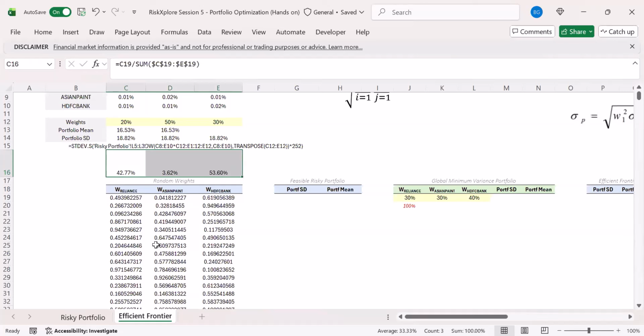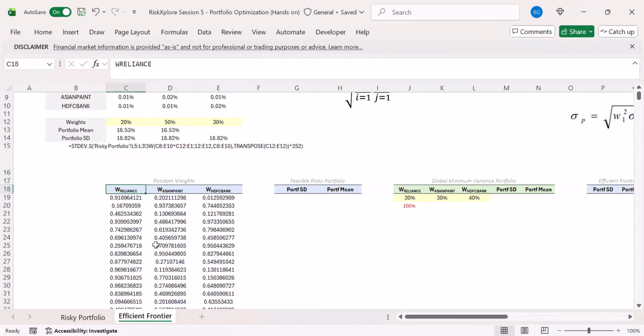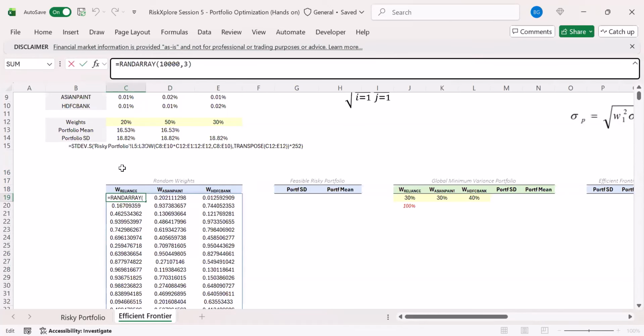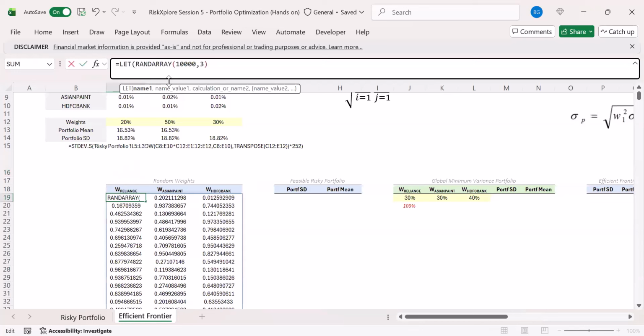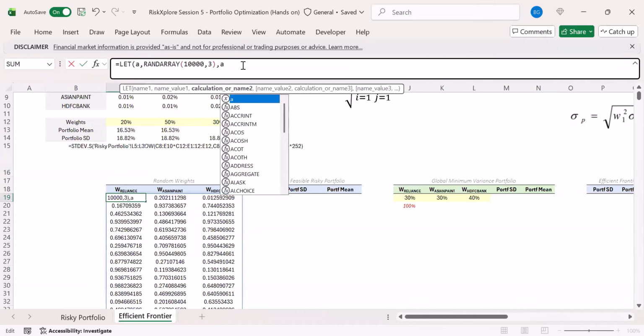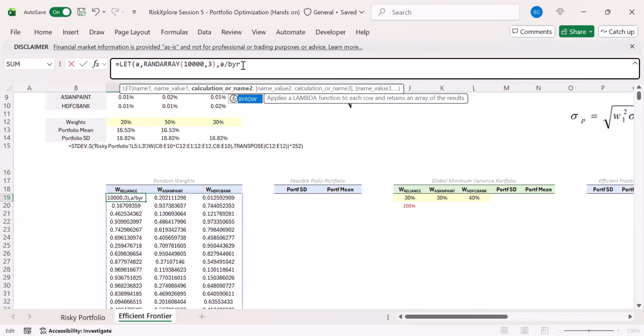Okay. Now we have to do this exercise dynamically. How do we do that? For that, again, these are some advanced operations. You can refer to the formulas directly. So let's say we assume that we are giving this random array the name A. What we are trying to do is A divided by the sum of each of the rows.